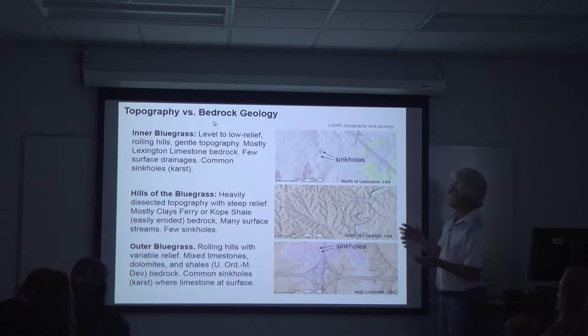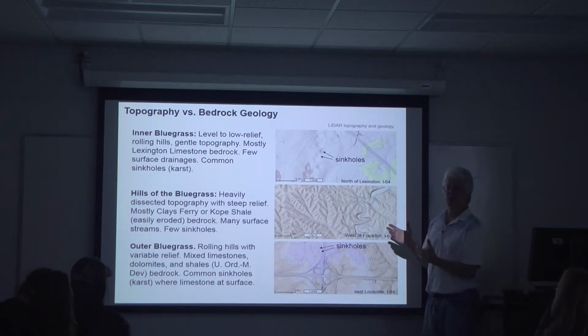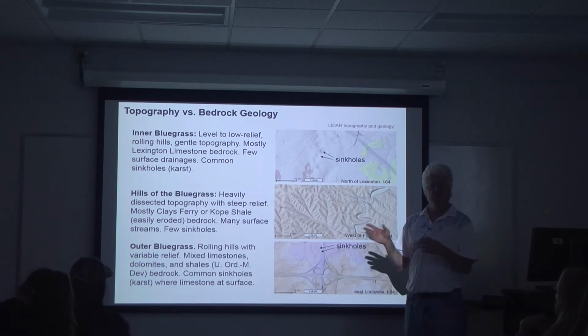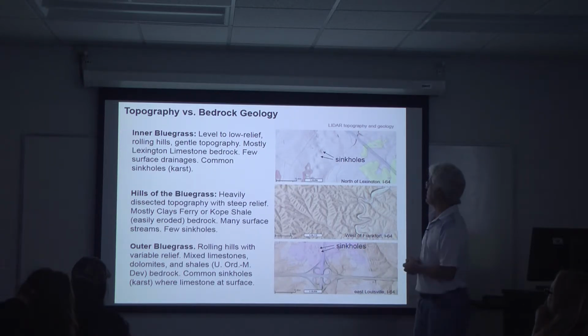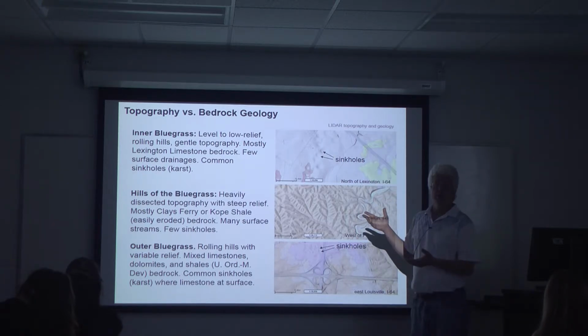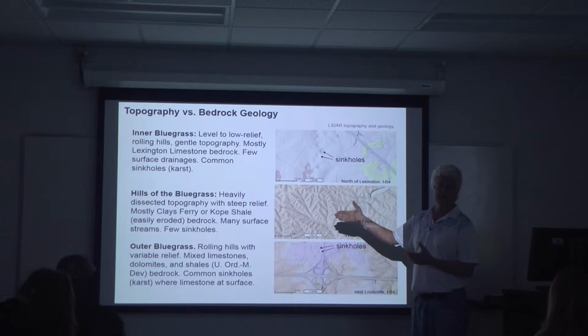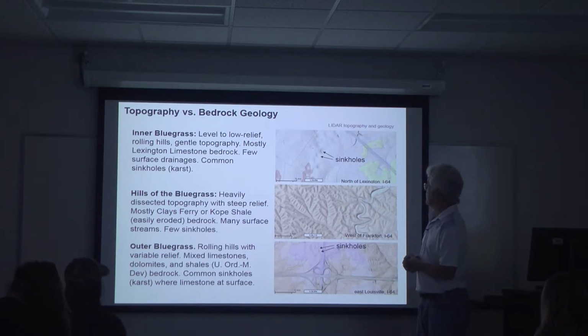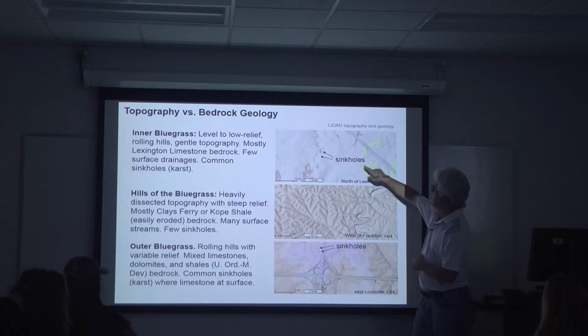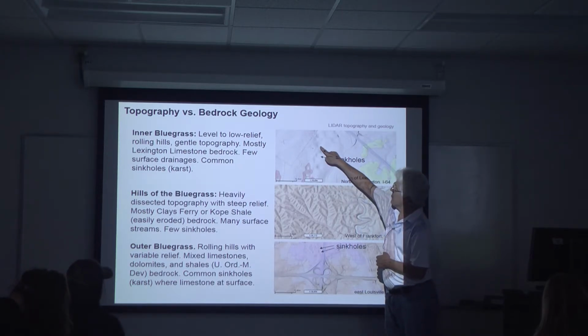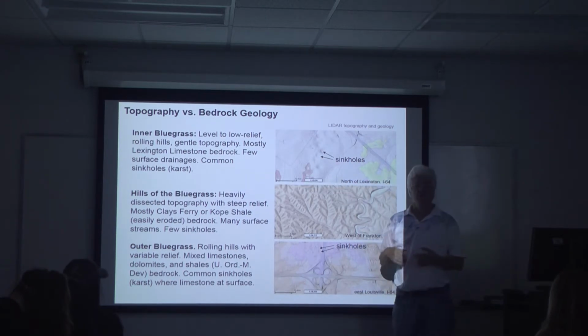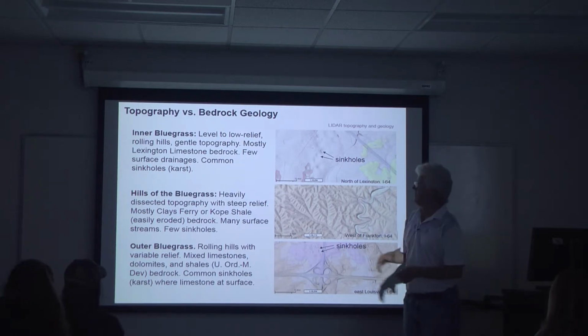And I wanted to show some of the topographic views of what those look like. I'm going to show you later in the class how to get on the website if you haven't seen it, but you can zoom into any area and see aerial photos or LiDAR. This is LiDAR images of just examples of what the inner bluegrass, the hills of the bluegrass, and the outer bluegrass are like. This is I-64 north of Lexington, and you see these little depressions here. Those are sinkholes.